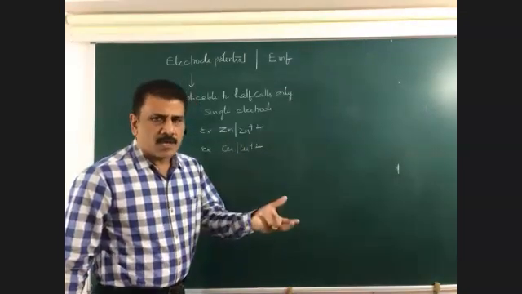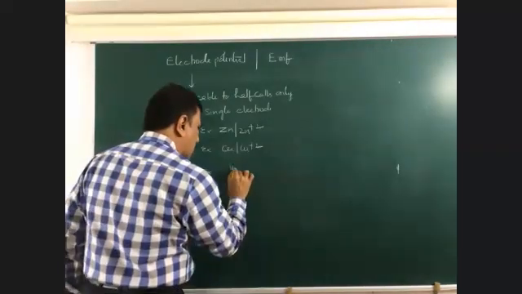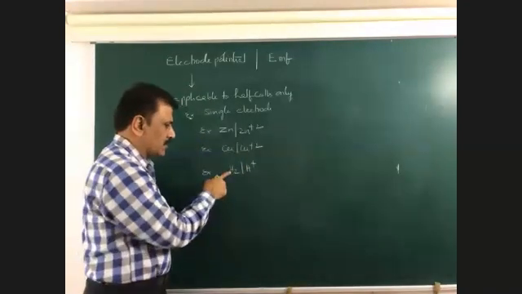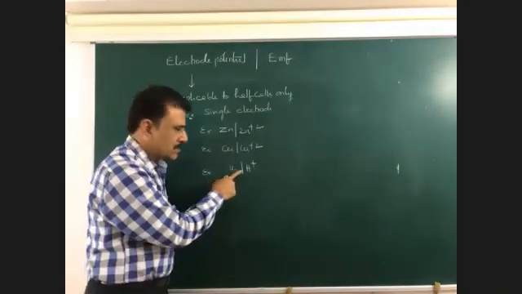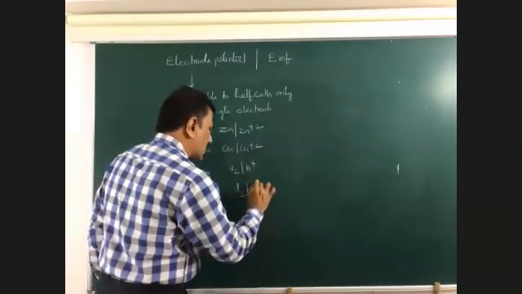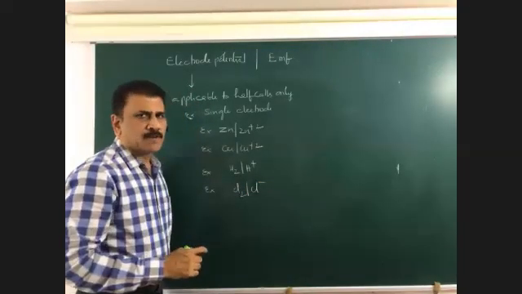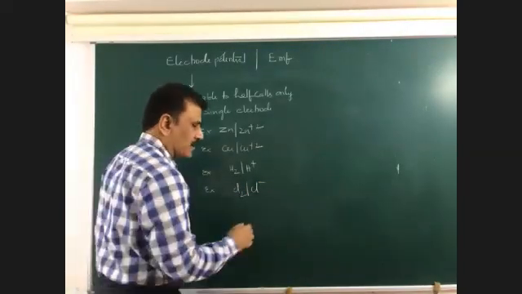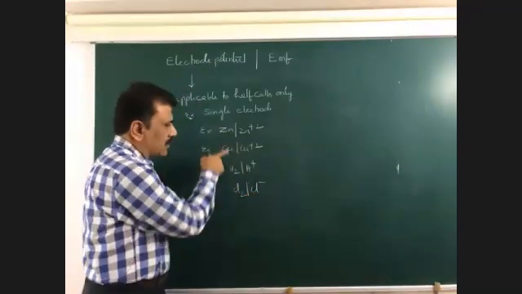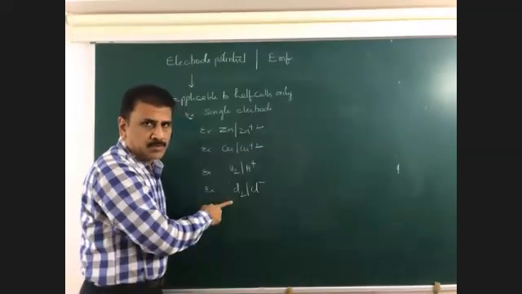Electrodes may be metal electrodes or non-metal electrodes. One more example: hydrogen into H+. This is also an electrode. That means hydrogen gas is passed into HCl solution. One more example: Cl2 into Cl-, depending upon the solution. When chlorine gas is passed into HCl, it forms Cl-. Therefore, these are all electrodes. These are called metal electrodes. These are called non-metal electrodes.